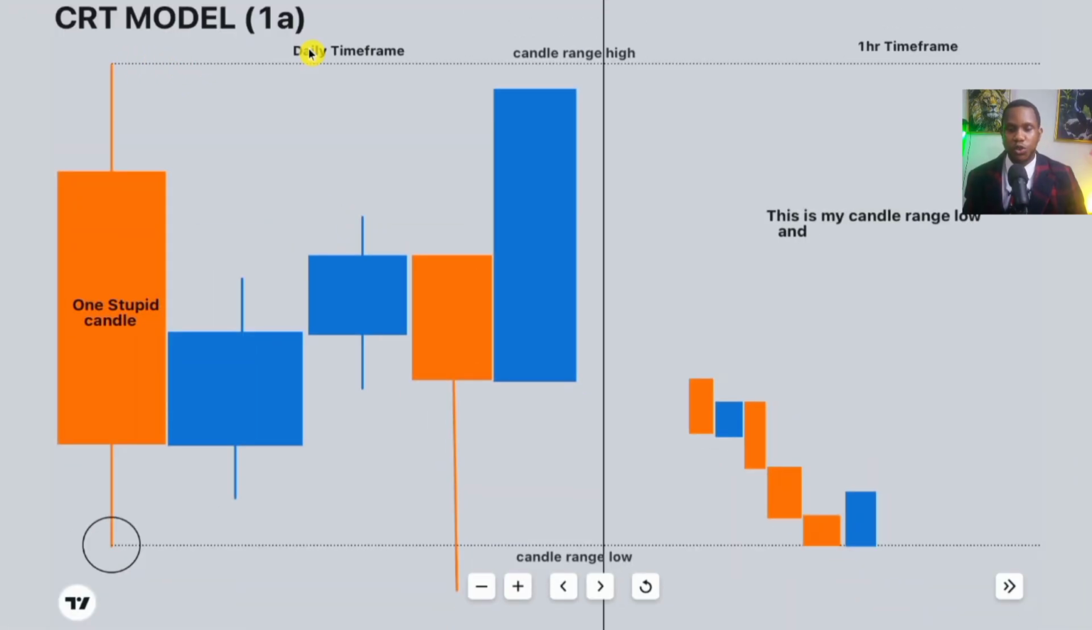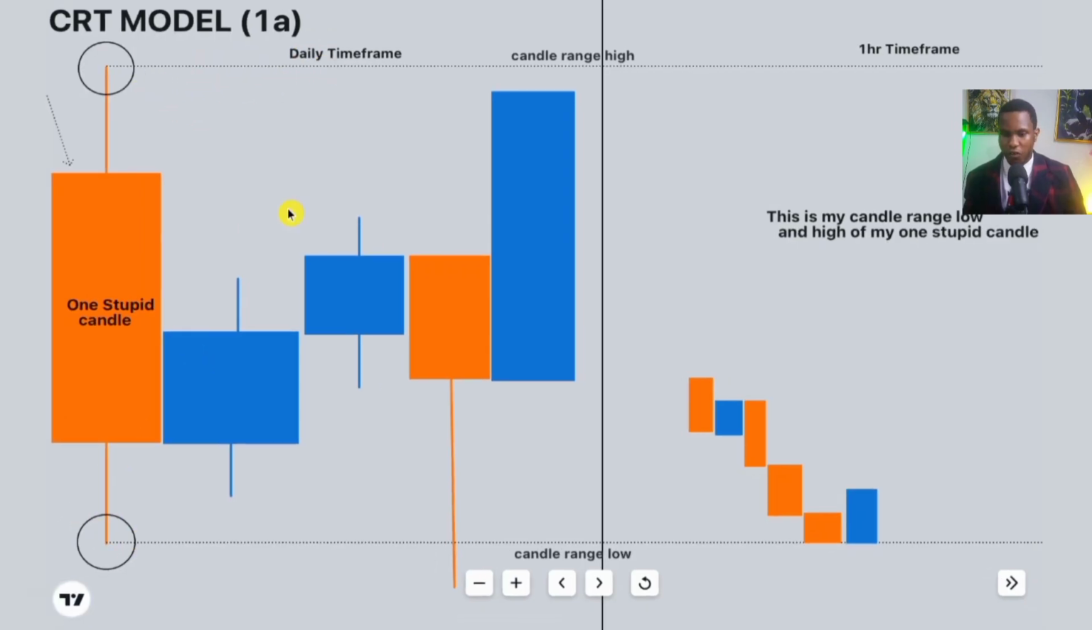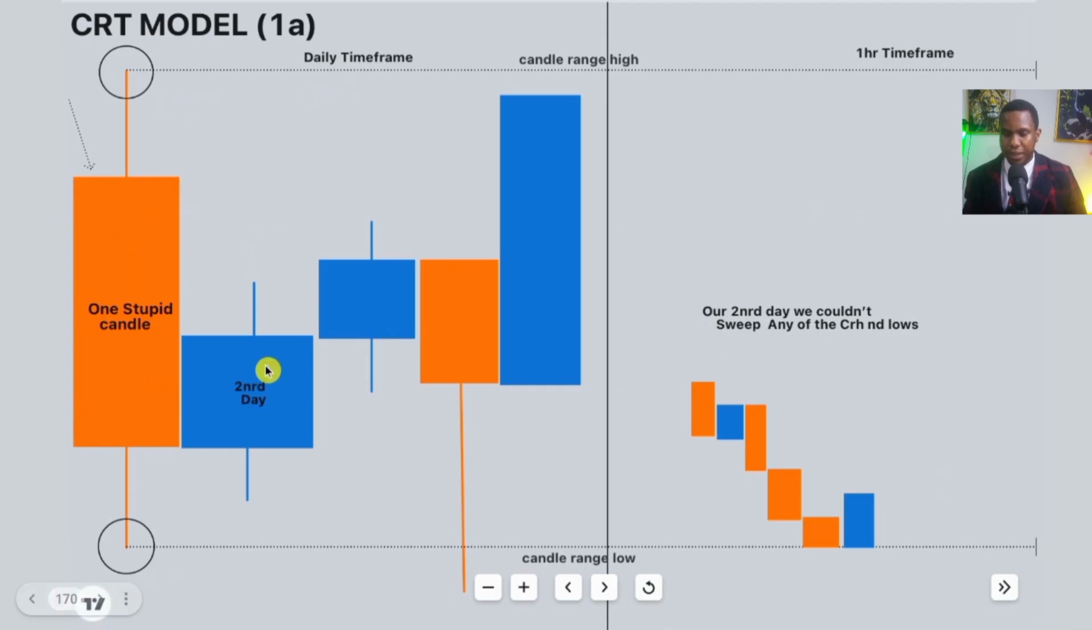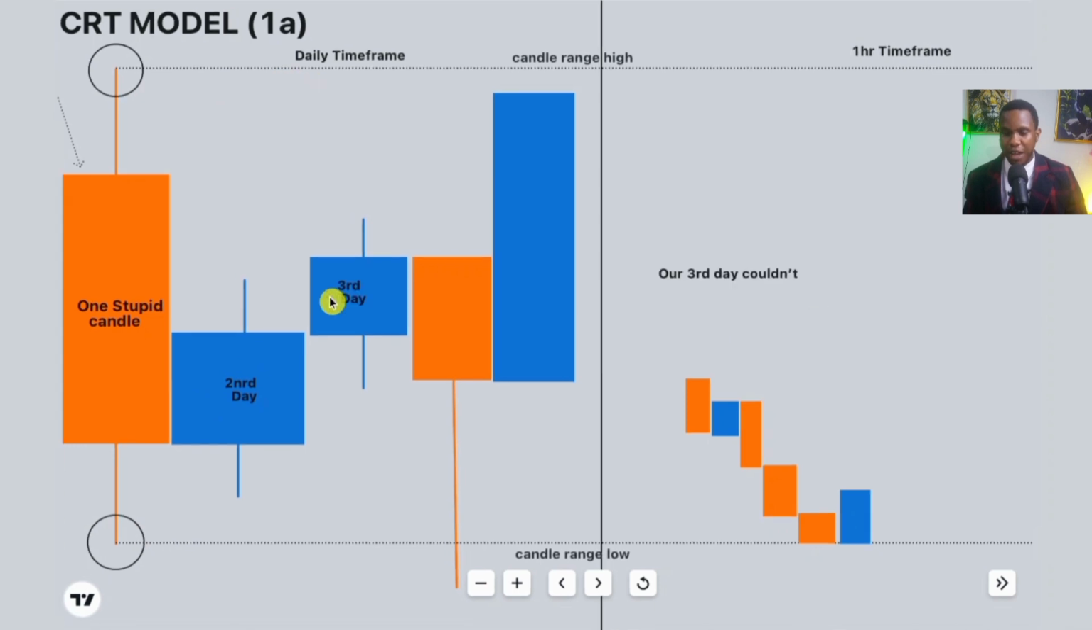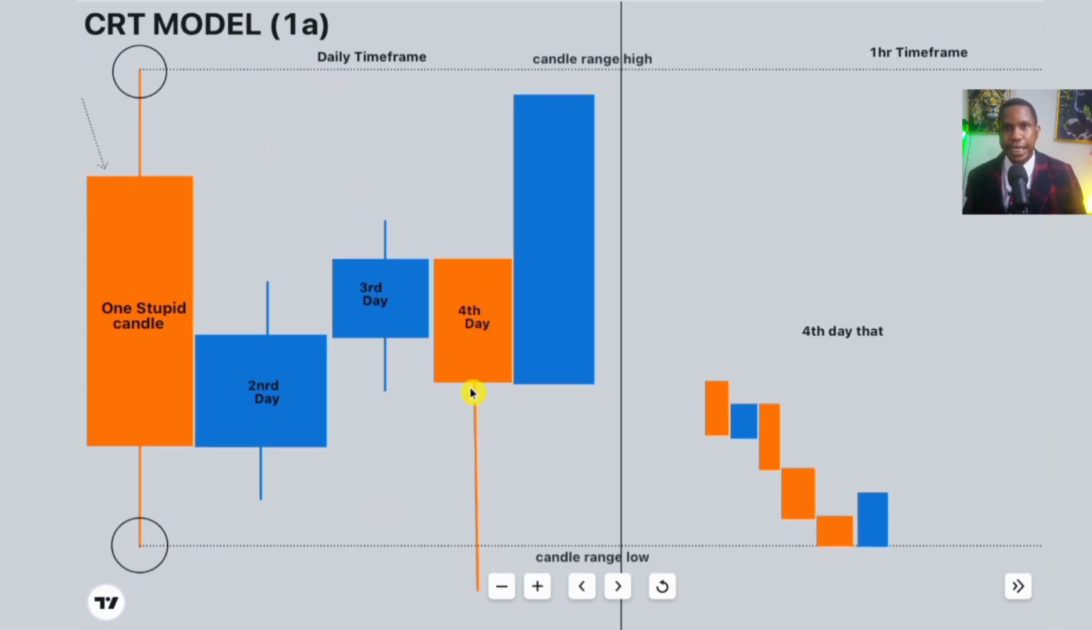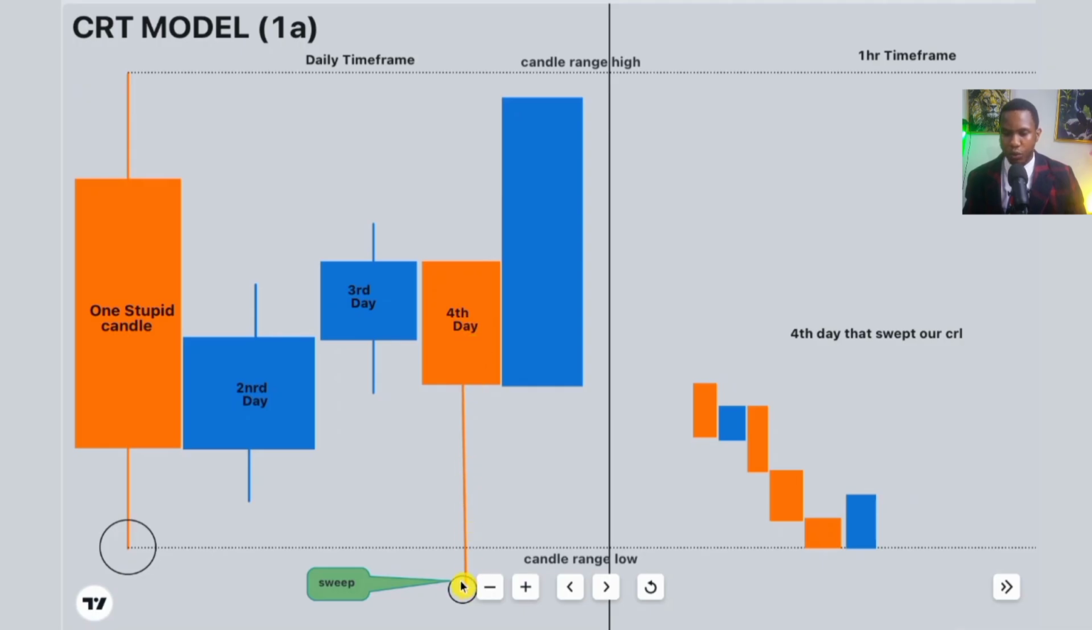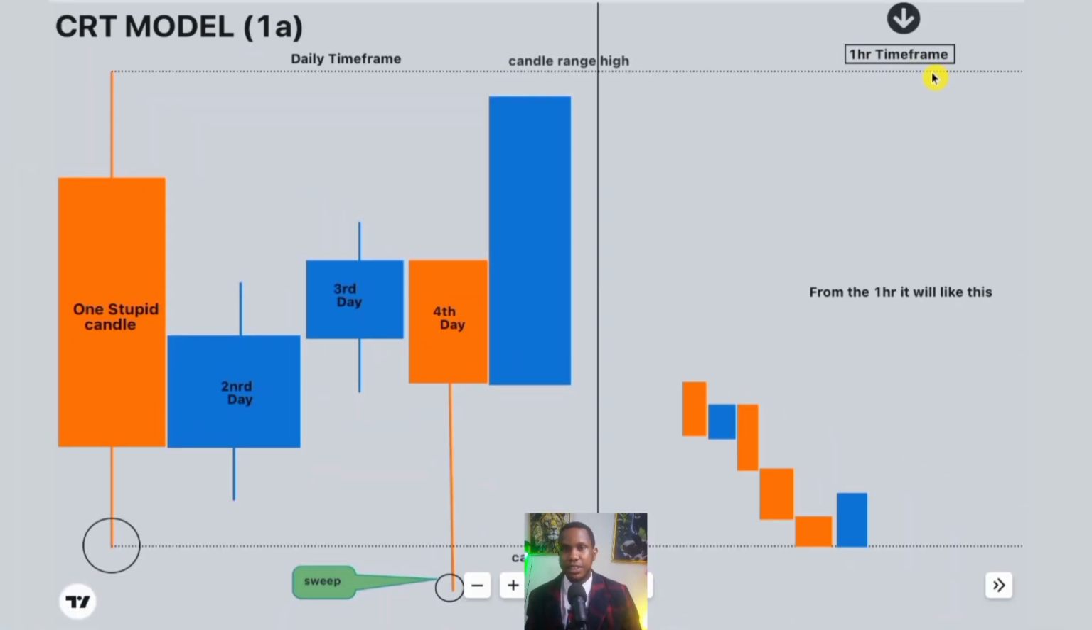So, our variation 1A. This is my candle range low and candle range high of my one stupid candle. This is my second day. We couldn't sweep either the candle range low or the candle range high. Even my third day, we couldn't sweep any of this. It was my fourth day that swept the candle range low. That's what we are forming: a bullish CRT. From the 1 hour time frame, this is how it will look.